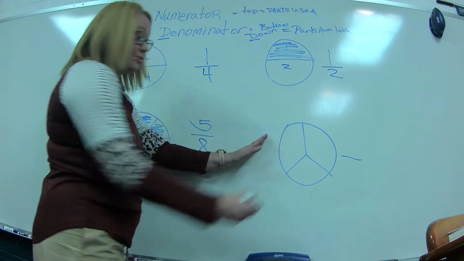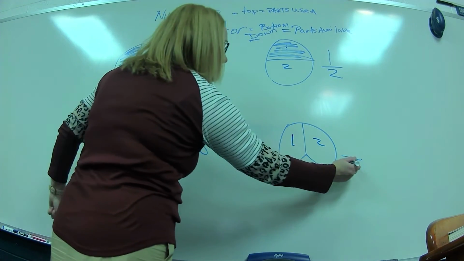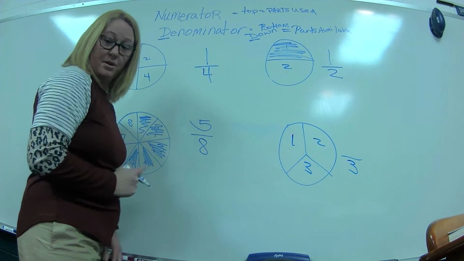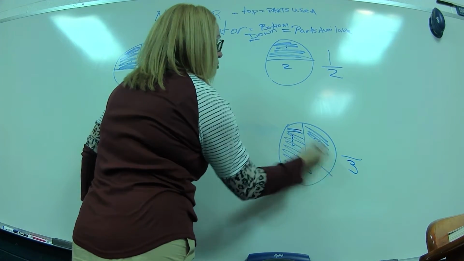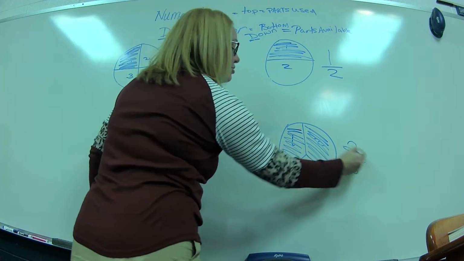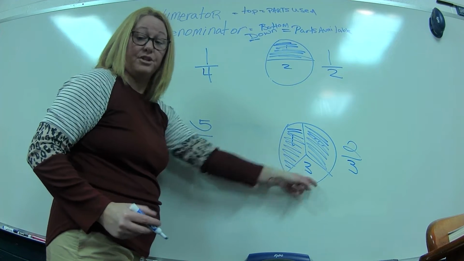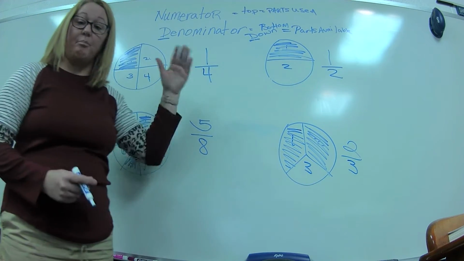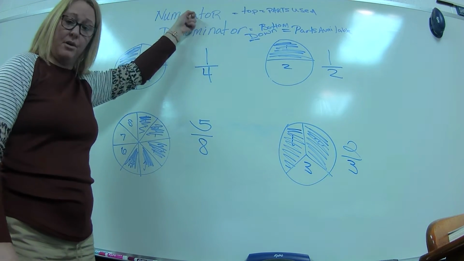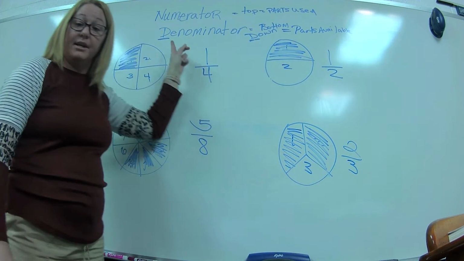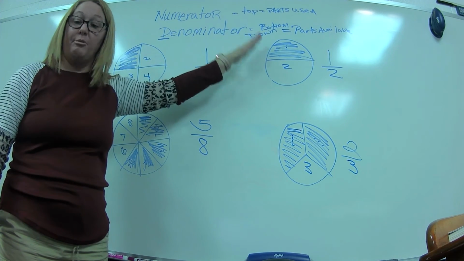Here I have a circle, and I have 1, 2, 3 available parts. So that's my denominator. And then if I used this part right here and this part right here, I have used 2 out of 3. I've used 2/3. Again, a fraction is a part of a whole. I have a numerator, the parts I've used, and the denominator, the parts I started with, the total number of available parts.